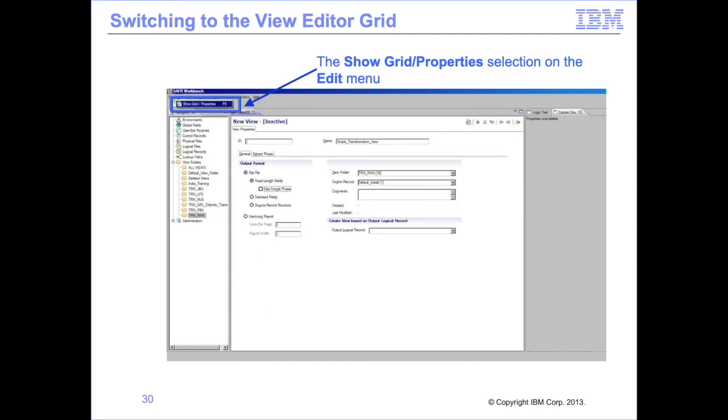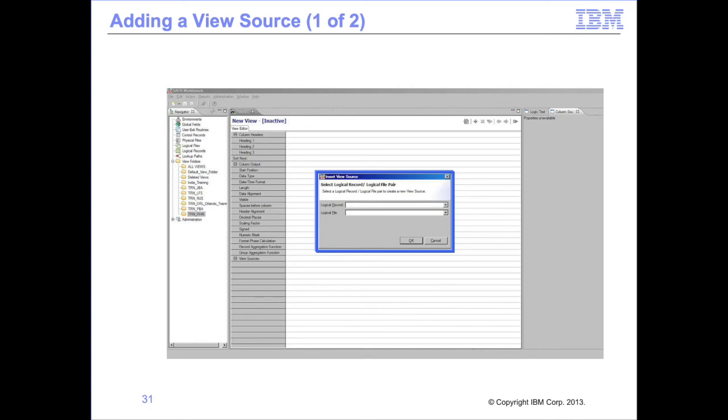To display the View Editor grid, select Show Grid or Properties from the Edit menu. Alternatively, you can click the toolbar icon or press the F9 key. From the Edit menu, select Insert and then select View Source. Alternatively, you can right-click and select Insert and then select View Source from the pop-up menu, or you can press the Shift key and the Insert key. The Insert View Source window opens.